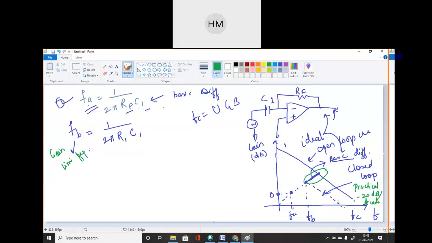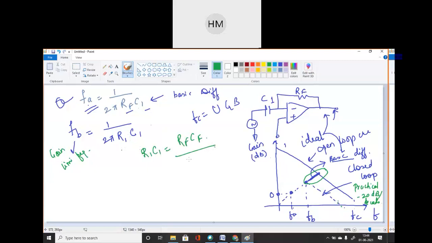And FB is given by 1/2 pi R1 C1. So now, next line, write down. See, you have written 2 steps. Write down the third step. In between, you have done all the calculations. Now write in it, where R1 C1 is equal to RF CF.